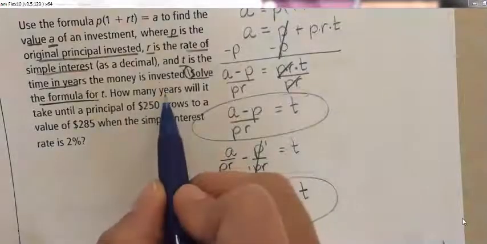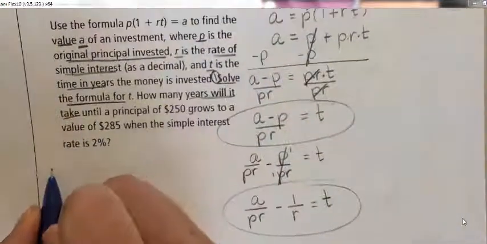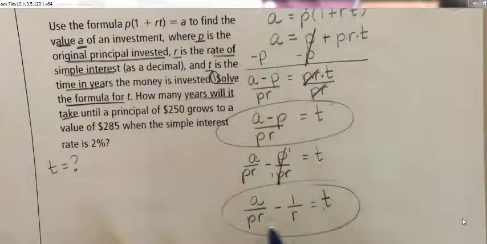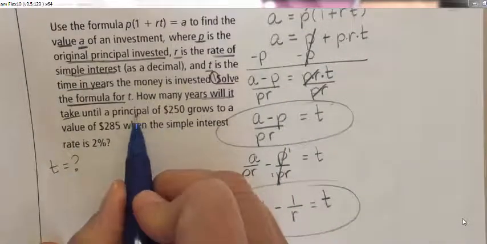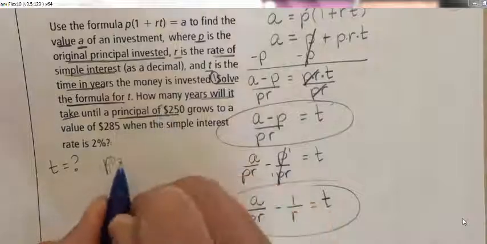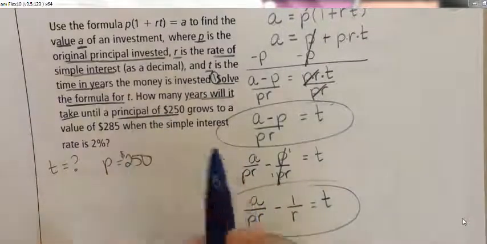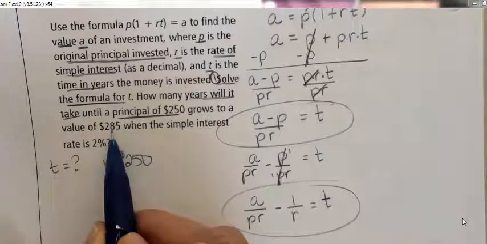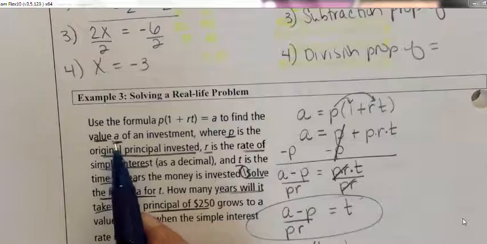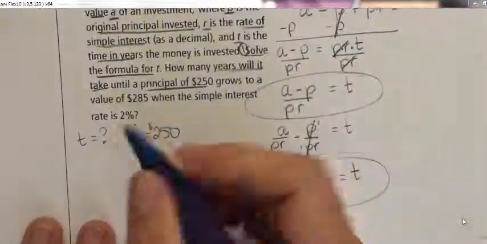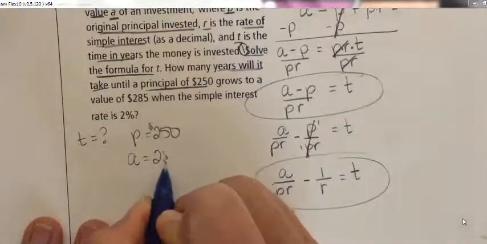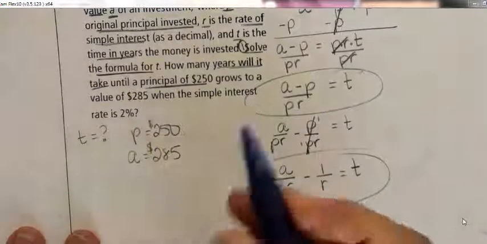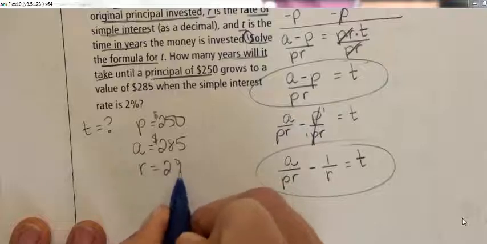Okay, so how many years will it take means I want to know what t is. Well, look, I've got a formula that's already solved for t. Either one of these will work. Principal, my principal is $250. Okay, and it's going to grow to a value of $285. Well, the value of an investment was A, so we'll let that be A. When the simple interest rate is 2%, so that's when R is 2%.